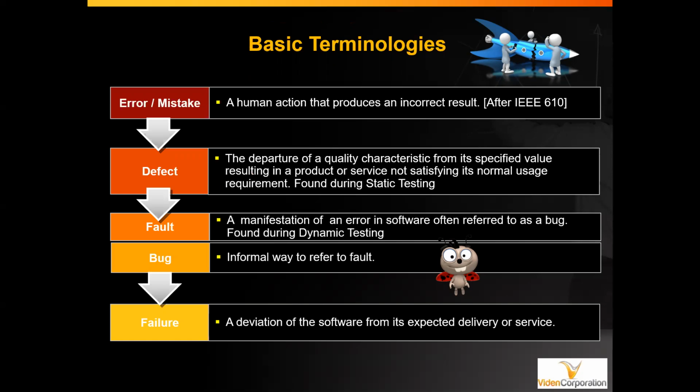So, the departure of quality characteristic from specified value. The specified value is the requirement, right? This is what the customer ordered. And now the tester is comparing. And when there is a departure, a variance from the requirement, that's a defect. Then look at this, the last sentence: found during static testing. So what is static testing?